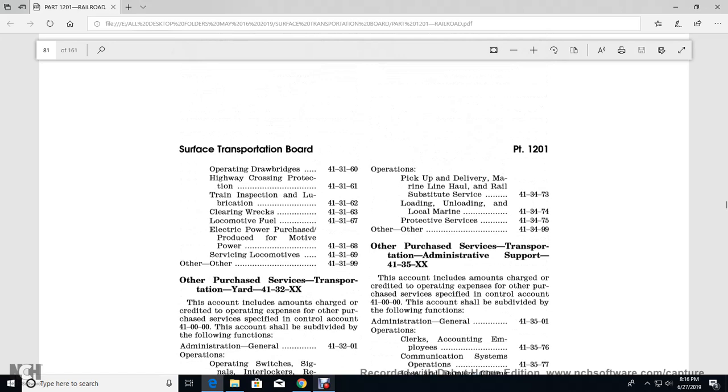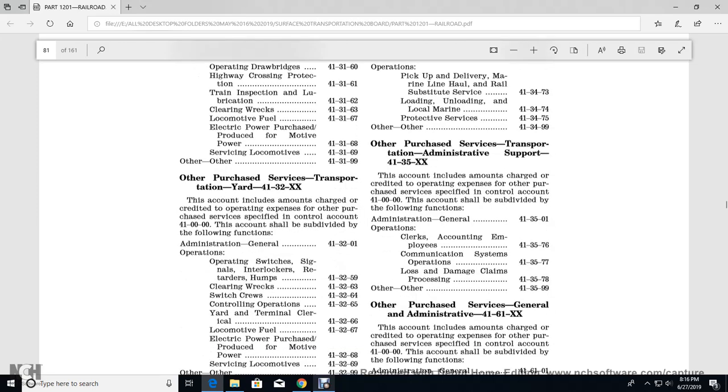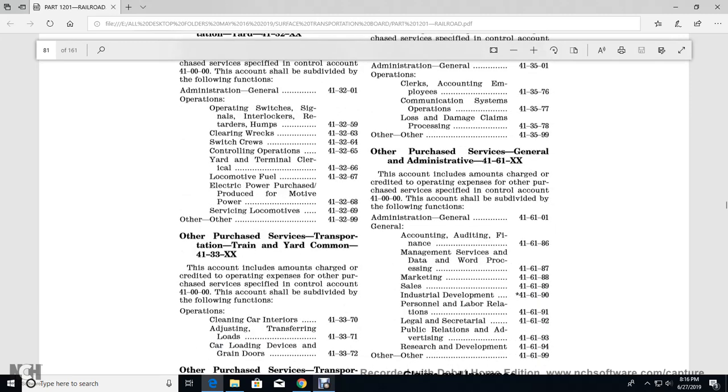Transportation administrative support, 4135 double X, includes the balance of the operating expense, other purchased services specified in controlled account 4100. The account is subdivided in the following functions: operating administrative, general clerical, accounting employees, clerks and accounting employees of the communication system operation, law for damage and claims, processing, and other purchased services, general administrative.